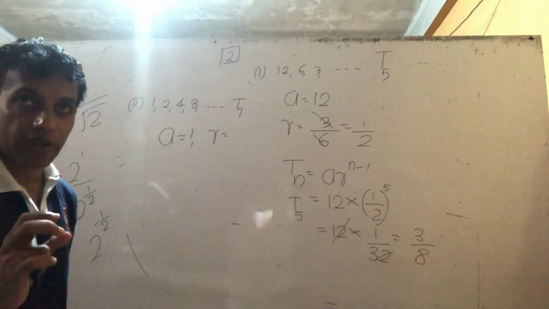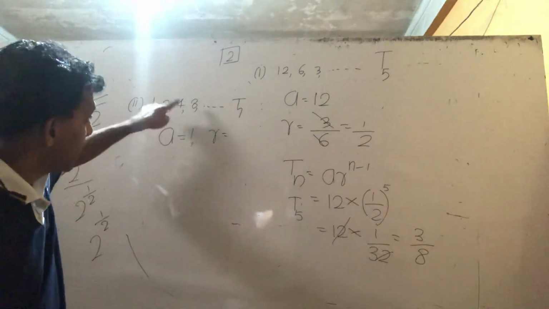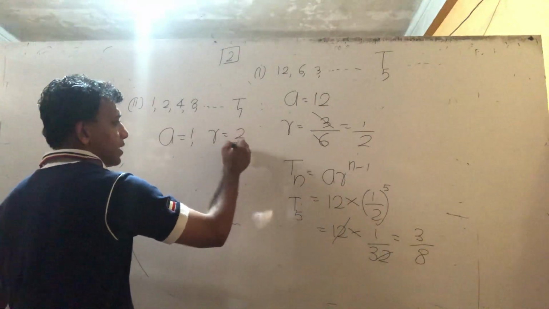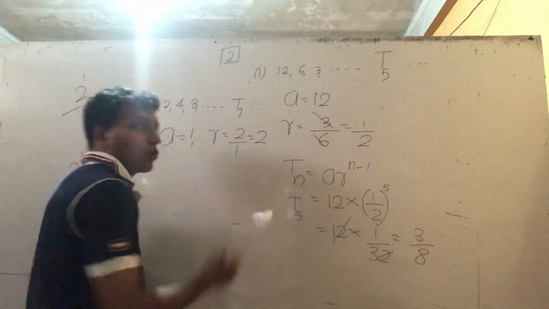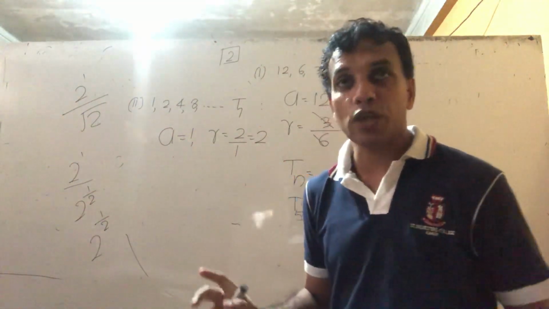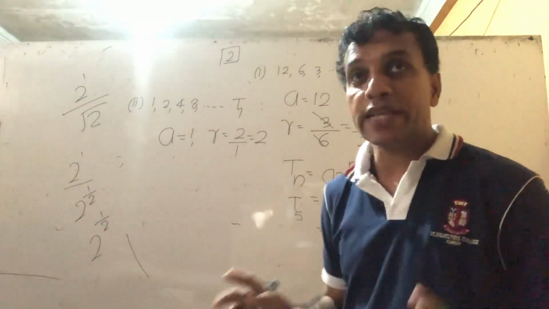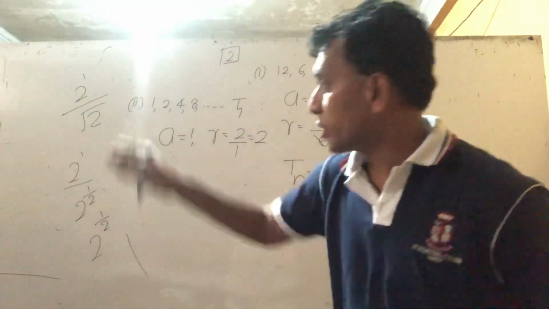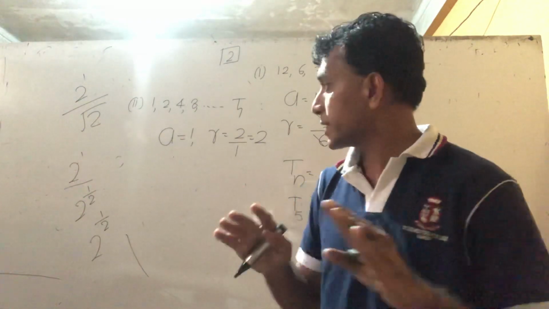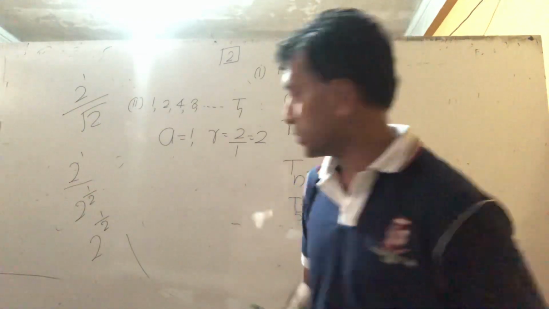How to find the common ratio? Take the later term and divide by the first. So 2 divided by 1 is 2. The common ratio is 2. The first term is 1, the common ratio is 2. The question is to find the seventh term. You could multiply by 2 and guess the answer, but it is primary work. We use the formula and get it correctly.